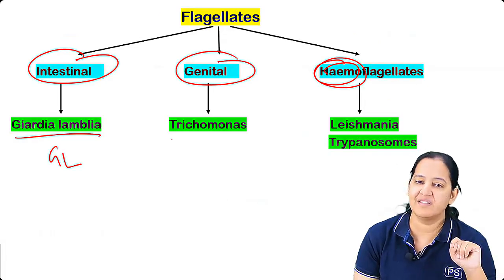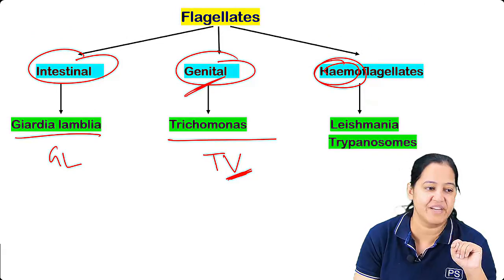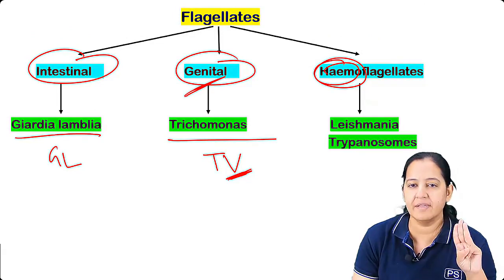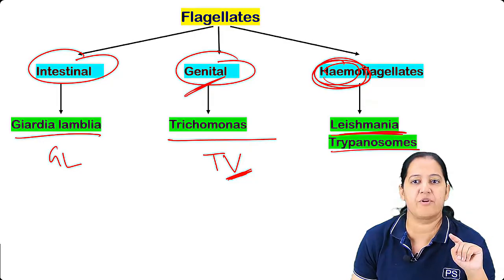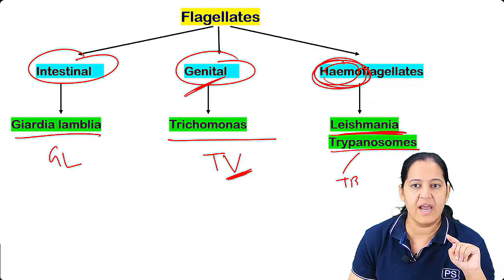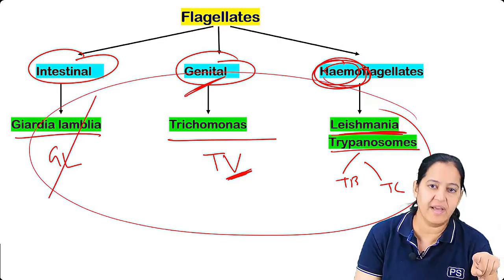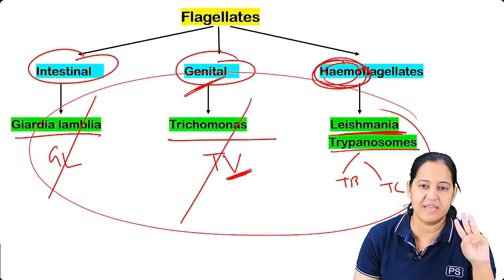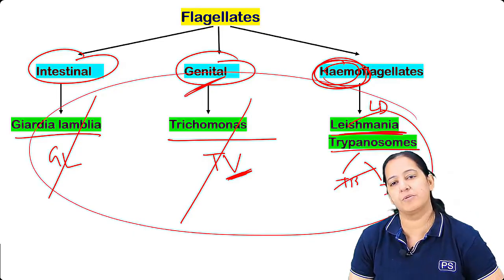One in the genital tract, Trichomonas vaginalis. See, it is in the name itself: vaginalis. It is genital because it is vaginalis. And third is the hemo. Hemo means blood. Here we have Leishmania, and there are 2 types of trypanosomes, Trypanosoma brucei and Trypanosoma cruzi. So total 5 are there: Giardia lamblia, Trichomonas vaginalis, Leishmania donovani, Trypanosoma brucei, and Trypanosoma cruzi.